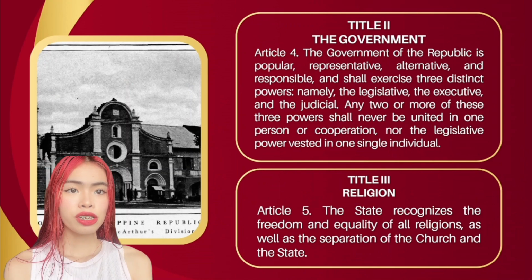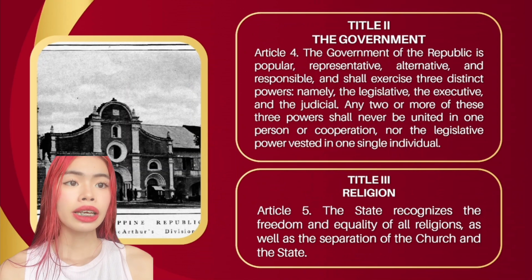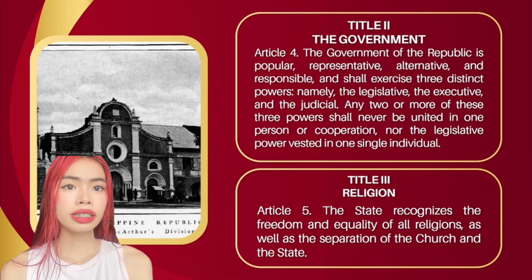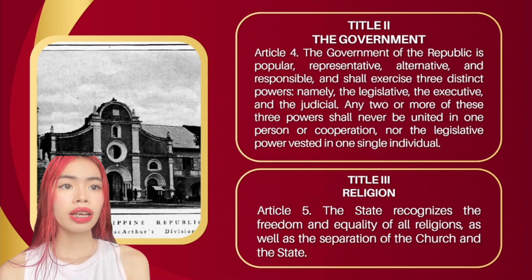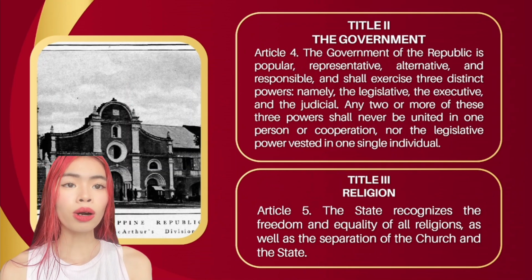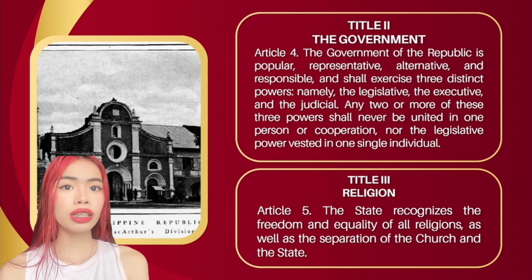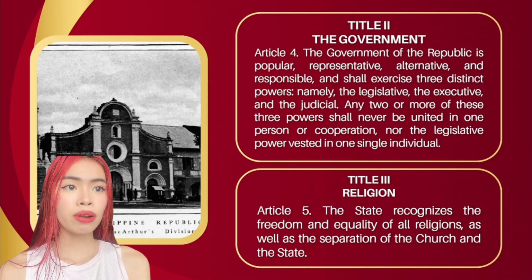Title 3, The Religion. Article 5, the state recognizes the freedom and equality of all religions as well as the separation of the church and the state. This article states that all religions are equal and ensures that no particular religion is favored or supported by the state over others. It also states the separation of the church and the state to prevent any religious group from exerting influence over state affairs and vice versa, thereby protecting the integrity of both institutions.